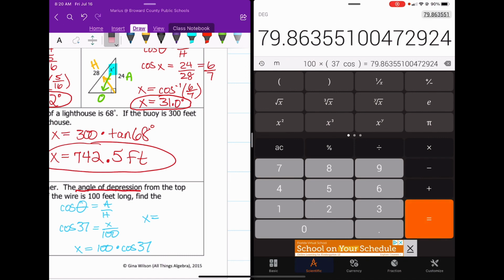And now we have the correct distance between the two buildings, which is 79.9, because remember we've got to round to the nearest tenth. So this would be 79.9 feet between the two buildings.